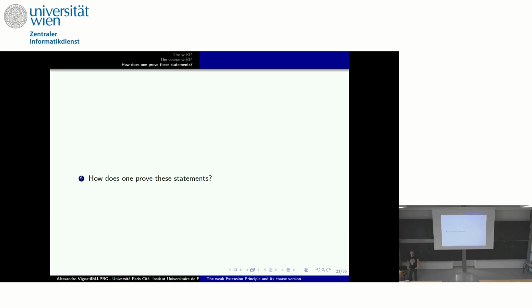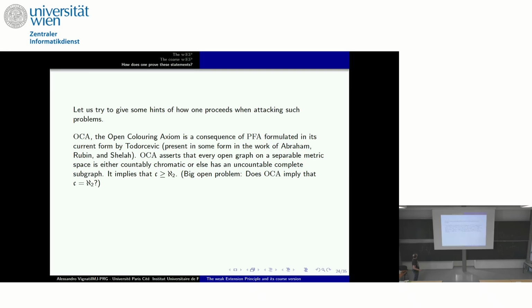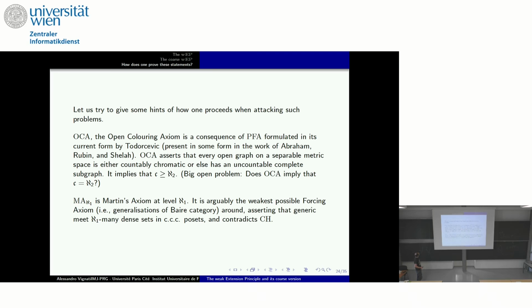I think I have 6 minutes, so I'm not going to tell you how to prove these things; there are 12 slides, so that's not good. But I want to highlight what we use, and I need to name drop a bit. First, I'm saying what OCA is, what Martin's Axiom is. A big open question that you should all have in your head is whether OCA implies that the continuum is Aleph2. This is open. There are some partial results in this direction.